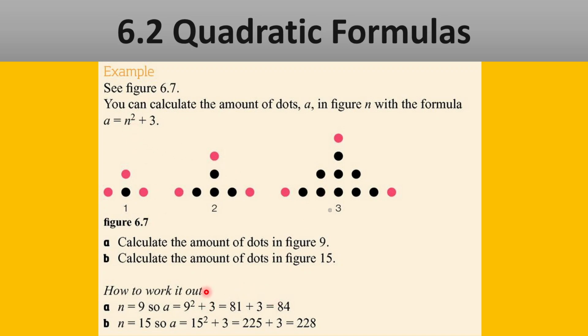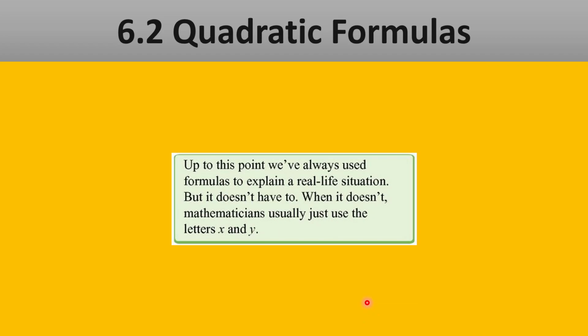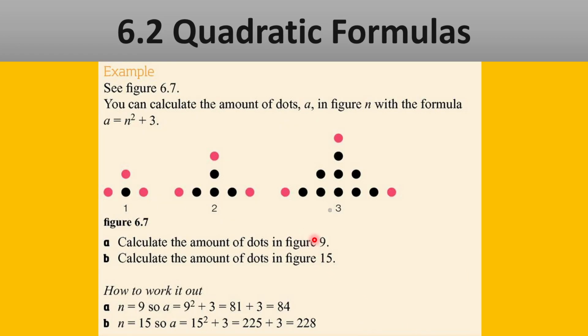If I have figure 15, then my n is 15. So copy this and change my n into 15. A equals n squared, 15 squared, plus 3. 15 squared is 225, plus 3 equals 228. Okay, I think that's the end of this theory part. Practice with this, and then in the next bit we're going to do this a bit more abstractly instead of with practical examples like this. Good luck.